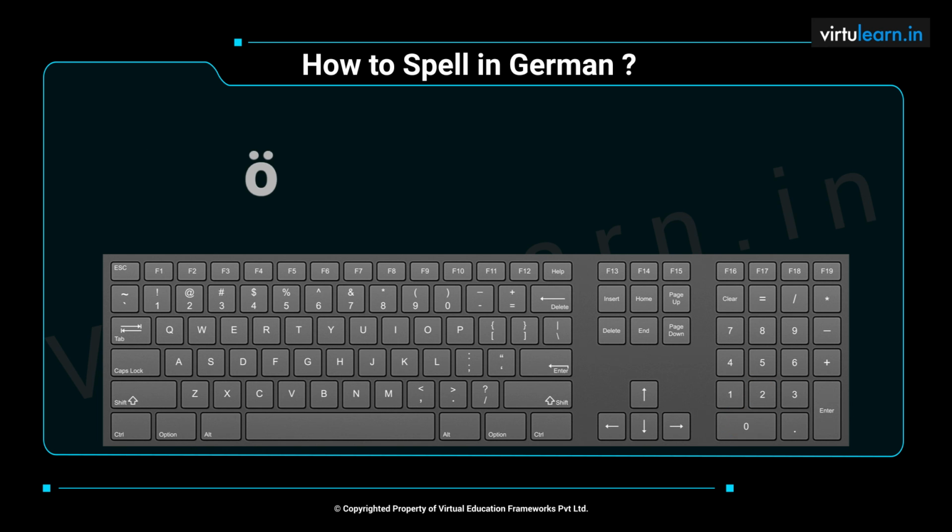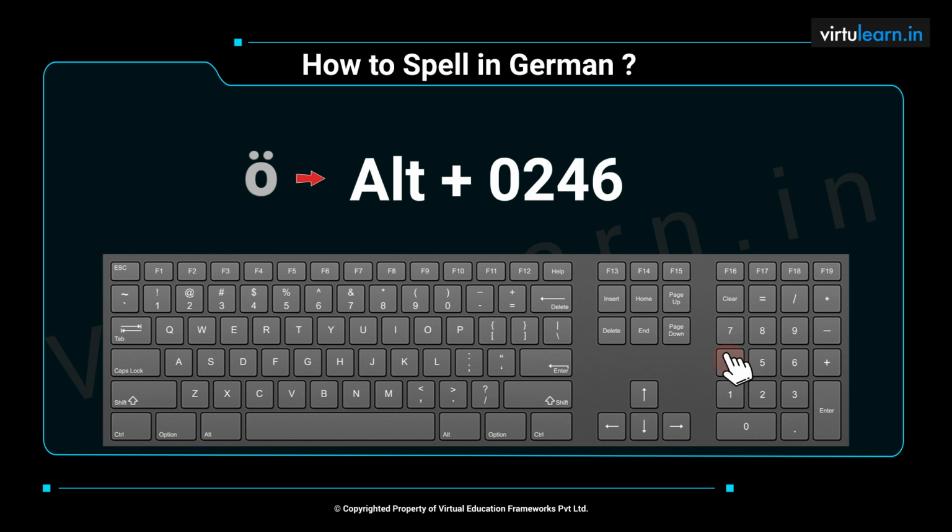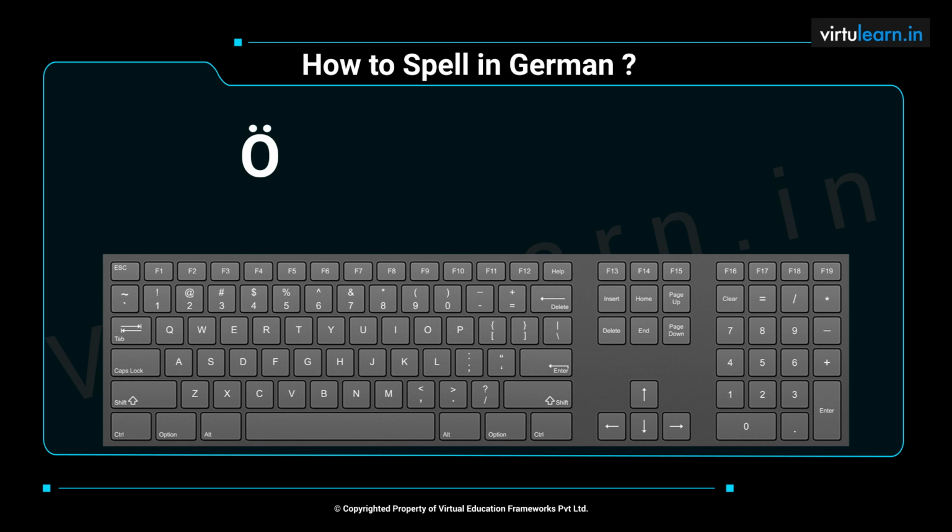The small ö, o umlaut, Alt plus 0246. Small ö, Alt plus 0246. Capital Ö, Alt plus 0214. Again, capital Ö, Alt plus 0214.